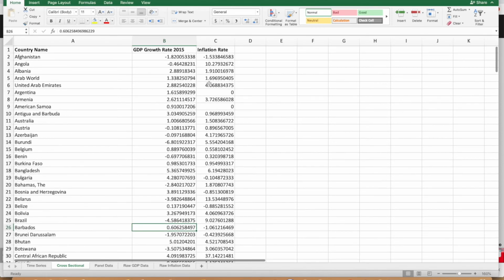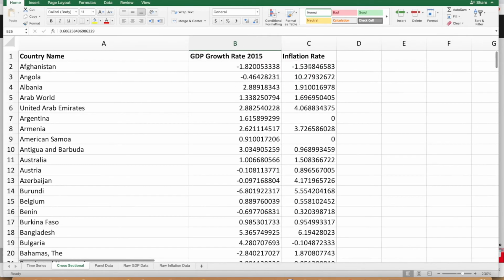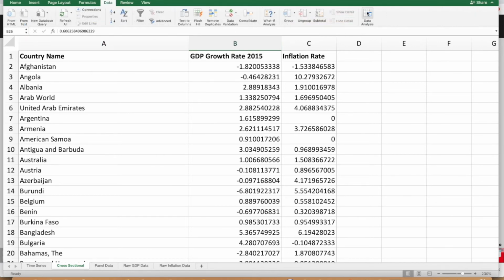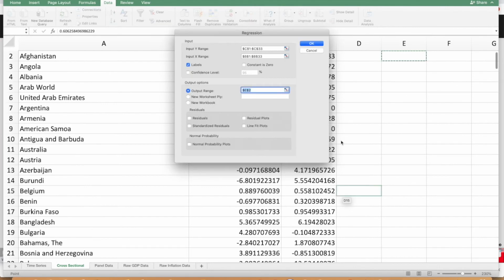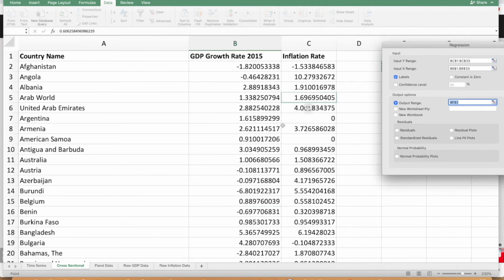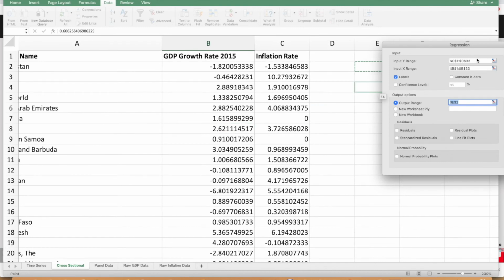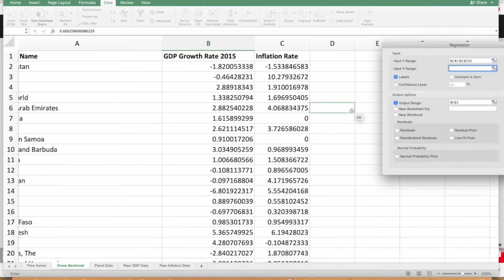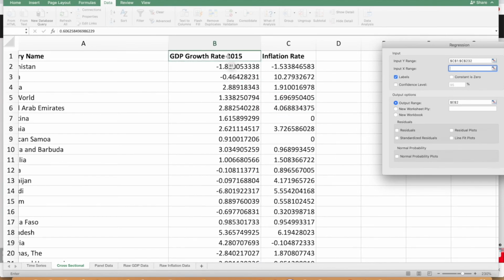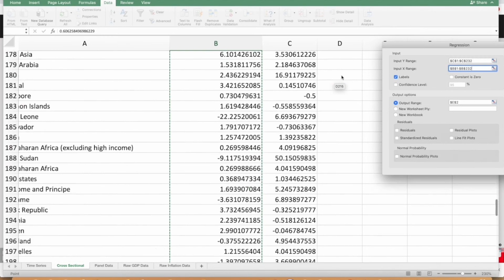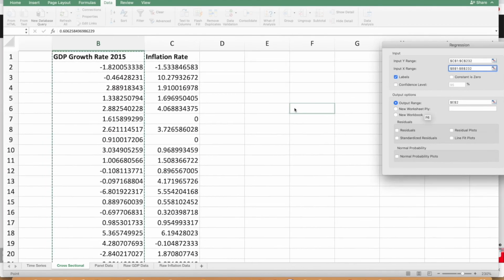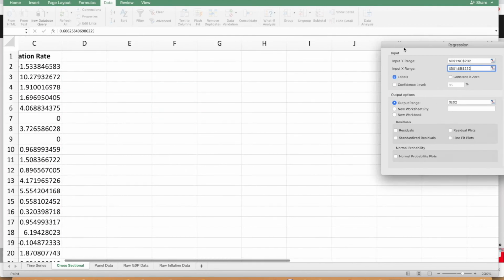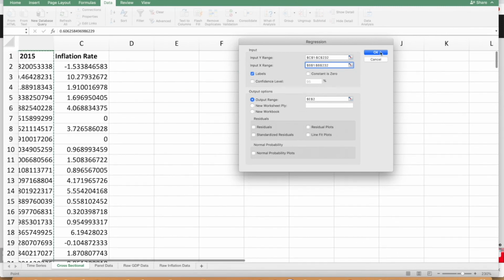So let's try that with cross-sectional now. I encourage you to pause the video and try to do this as practice before I do it. So what we'll do is data analysis, regression. It's going to preload what I did last time, but now I have some different sizes of data sets here. So Y is the inflation rate. Much more data, 231 observations. X is the GDP growth rate. Labels is clicked. E2 still looks good. So let's go ahead and click OK.